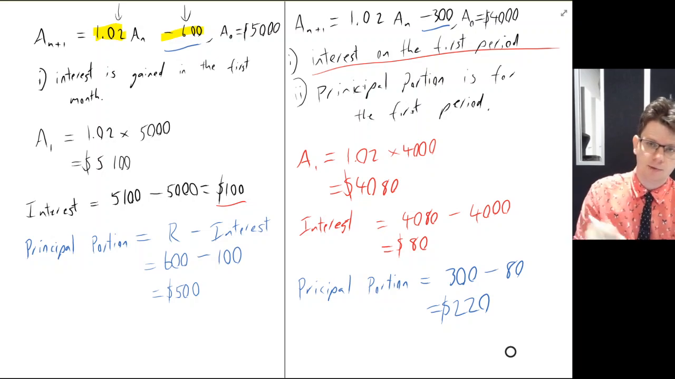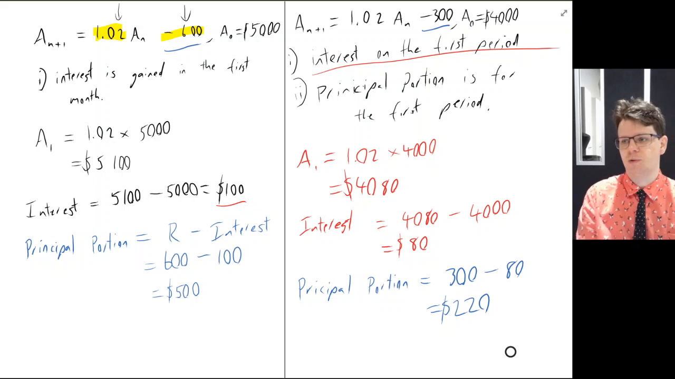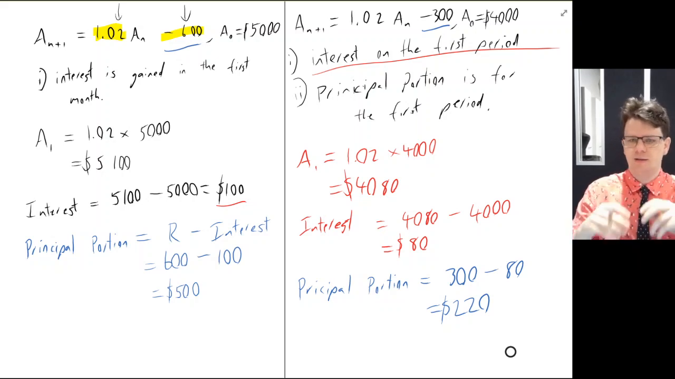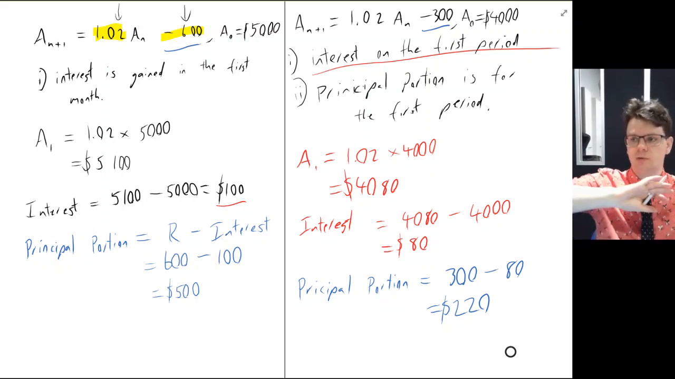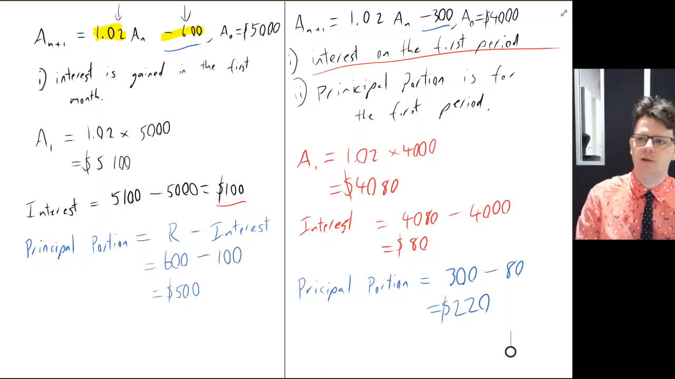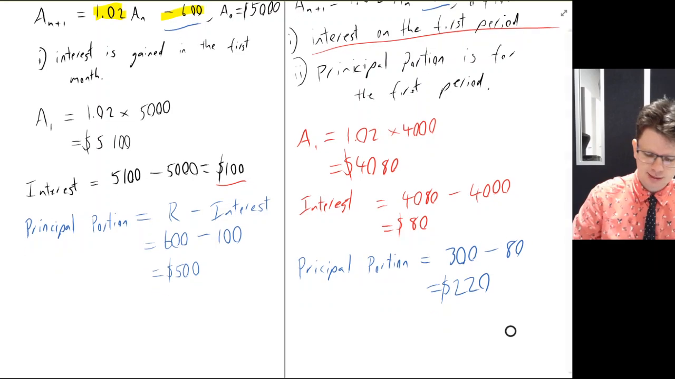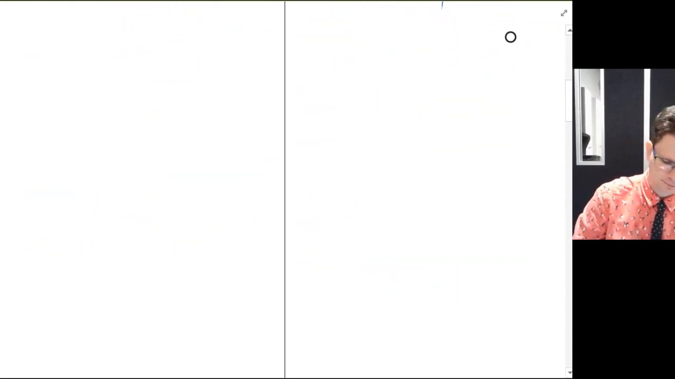If $220 is our principal portion, then we call the $80 the interest portion, because in a sense the $300 gets split into two parts. The $80 is going to spend getting rid of the interest, and the $220 is all going towards lowering the value of the account. And so I know that my new value is going to be $220 less than 4,000. So let's actually start having a look at that.